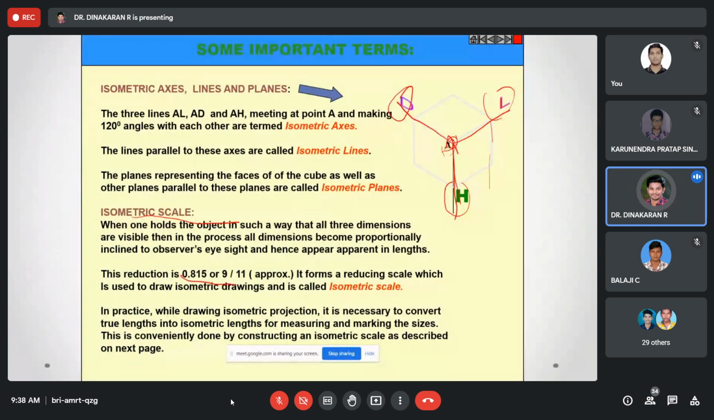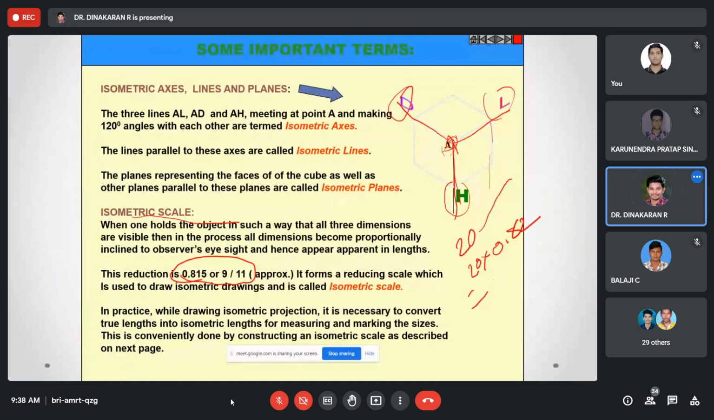This reduction factor is 0.82, rounding the value to 0.82. For example, if a dimension is 20 mm, we need to multiply 20 by 0.82 to get the isometric projection. This is the final dimension you get. We need to draw on that reduced scale only, not on the full scale. Depending upon the question, it will vary.